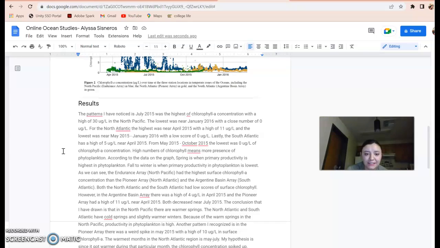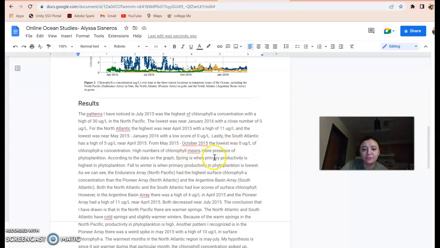For the North Atlantic, the high was near April 2015 with a high of 11, and the lowest was near May of 2015 to January 2016 with a low score of 0. And then lastly, the South Atlantic has a high of 5 near April 2015, and from May 2015 to October 2015 was the lowest of 0 chlorophyll concentration.